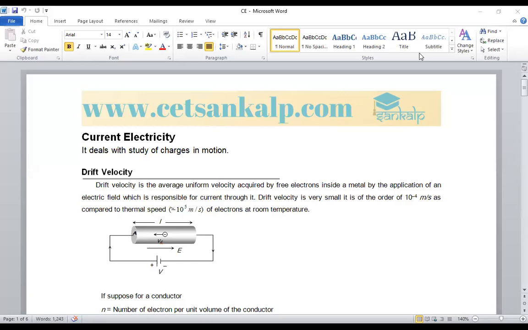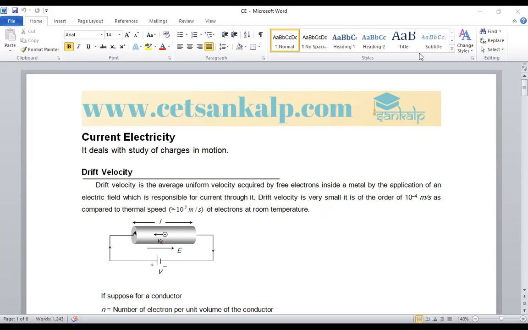Okay, so in today's class, we'll be having the discussion on current electricity. So what is current electricity? It deals with the study of charges in motion. As you all know, in this particular part, first we'll be studying the definition of current.